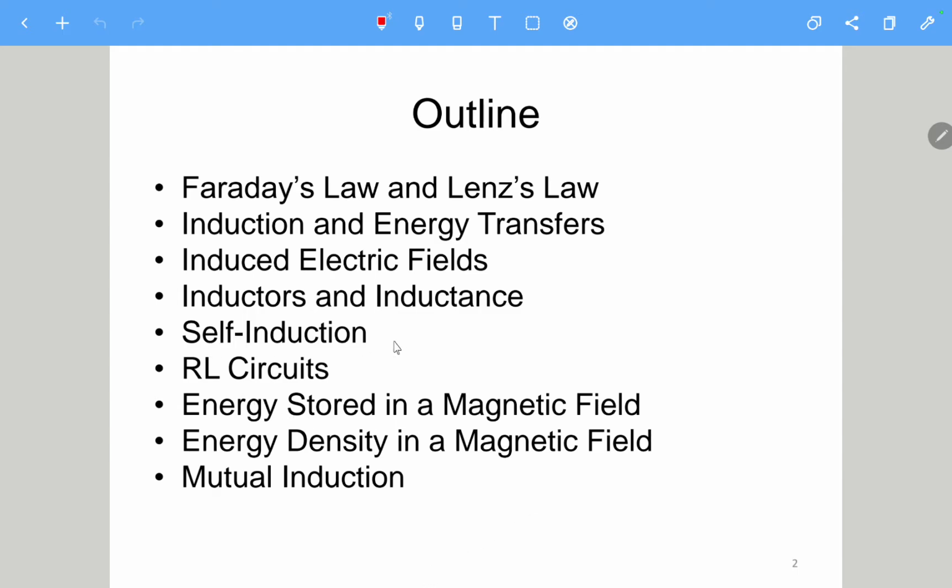And then we'll talk about self-induction, which is the phenomenon of the inductor, and then the RL circuit, and then energy stored in the magnetic field, energy density in the magnetic field, and then finally we talk about mutual inductance. You can also regard it as a transformer.